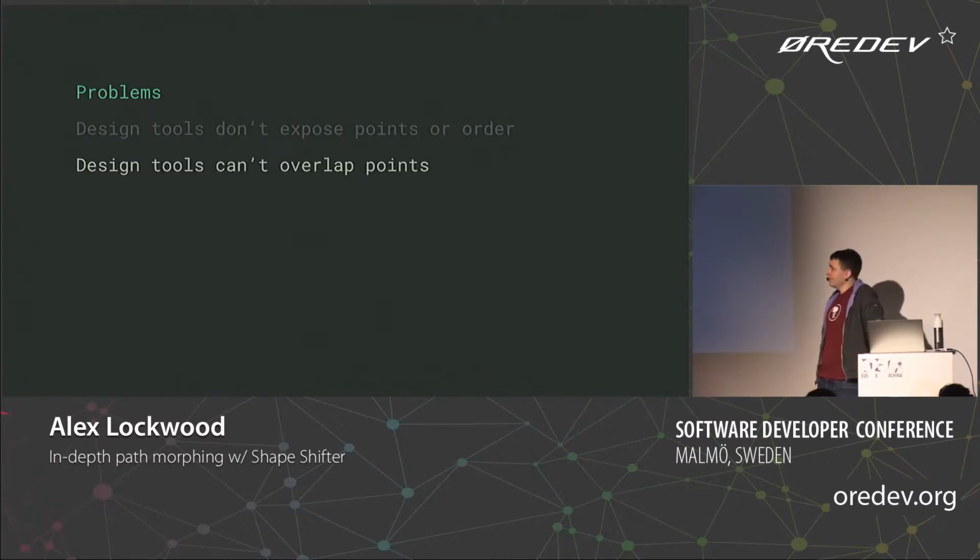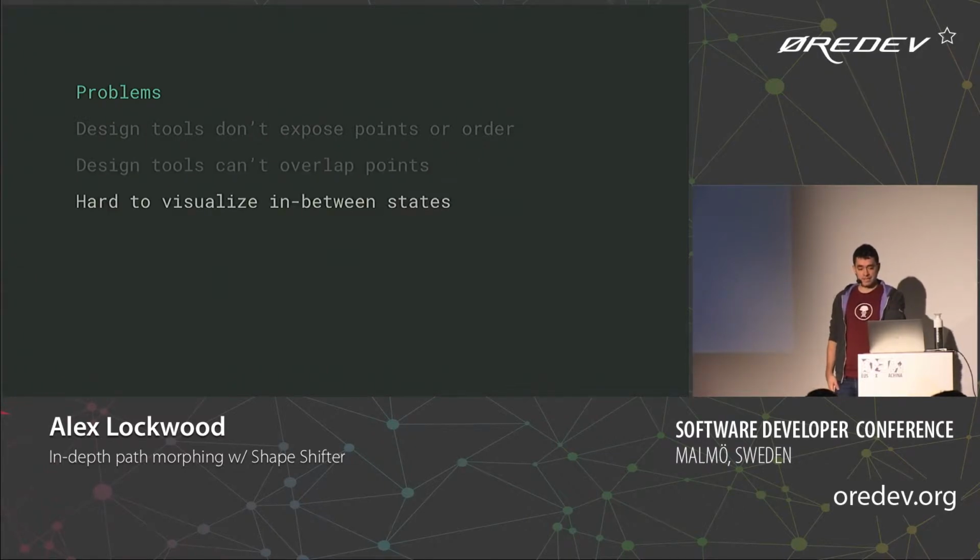Another issue was that design tools don't allow you to overlap points on top of each other, which is a technique that you often need to use in path morphing when you're creating dummy points. And lastly, it was really hard to visualize in-between states. Like I mentioned before, in order to do this, you had to modify the object animator strings or whatever and recompile the APK in order to add it to some dummy app and then test it out. And it was really cumbersome to do that.